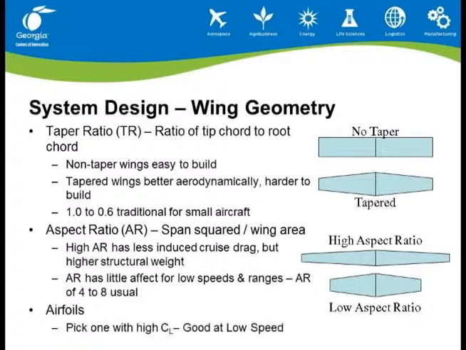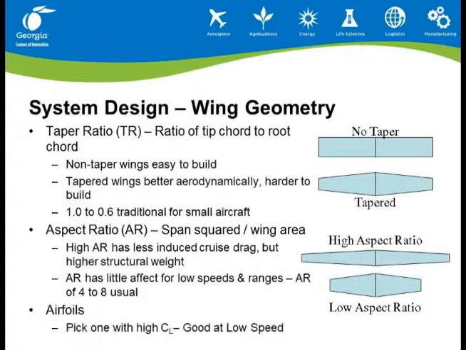If you look at taper ratios for these kinds of vehicles, 1.0, meaning no taper, to 0.6 is traditional for small aircraft. I would recommend starting with no taper. You'll see a lot of UAVs out there with no taper wings because they're easy to build, light, and very low cost.